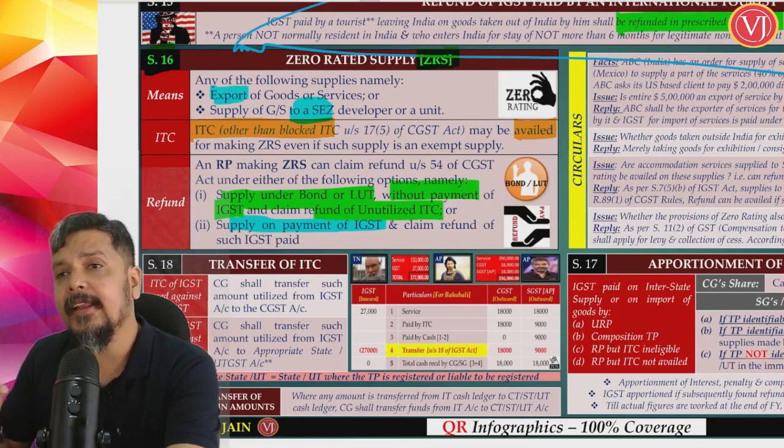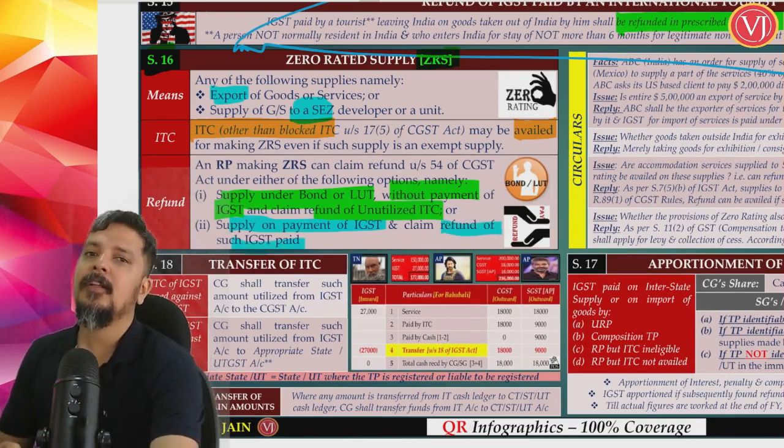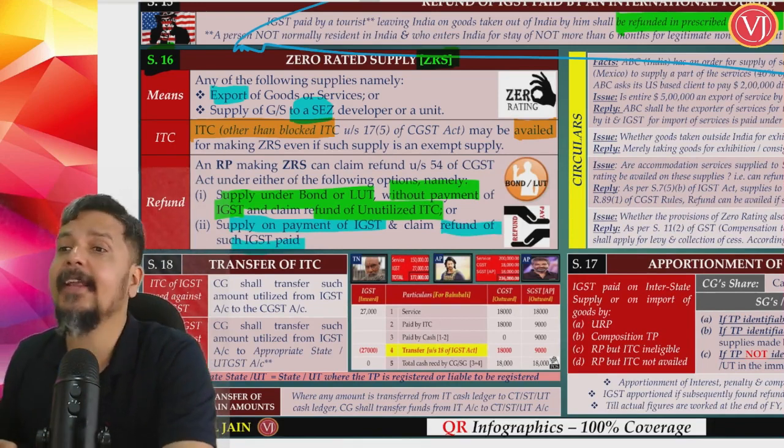Then get the entire output IGST as refund in your bank account, which means here also indirectly your credit ledger is refunded. Indirectly. How?